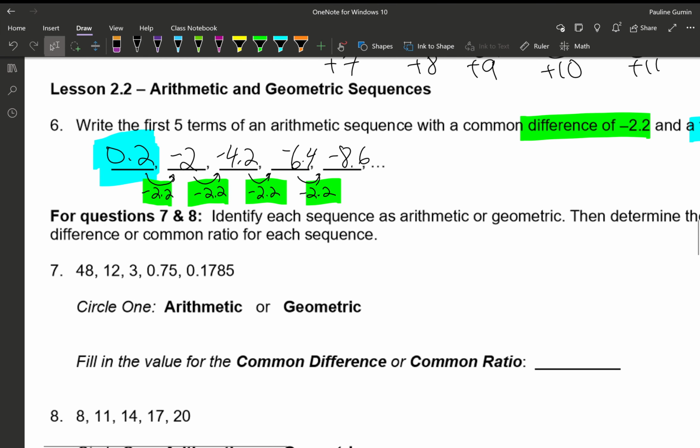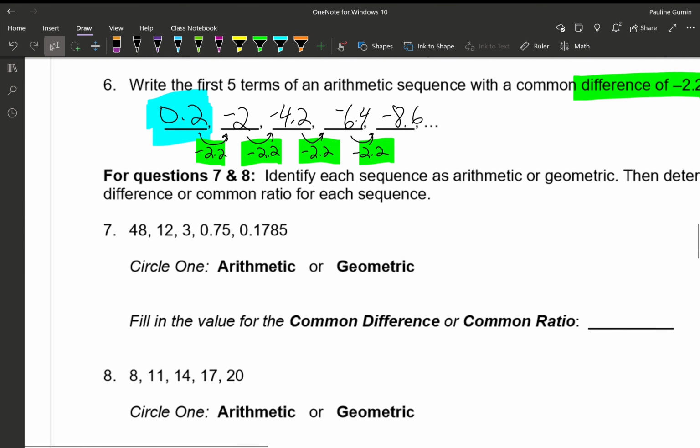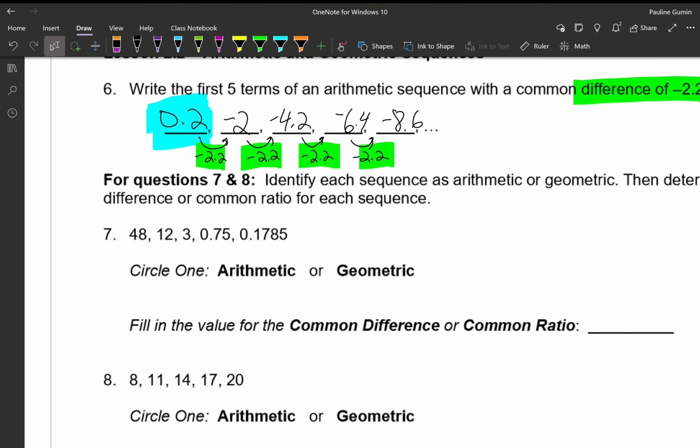All right, number 7 and 8. Identify each sequence as arithmetic or geometric and determine the common difference or common ratio for each one. All right, so first I'm going to test and see if this pattern is arithmetic. If it's arithmetic, it has a common difference.